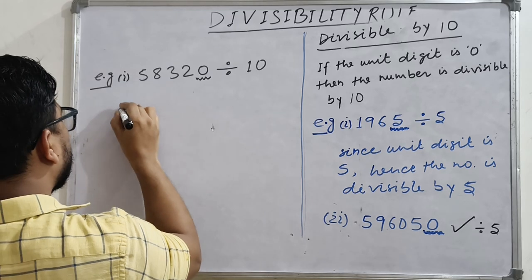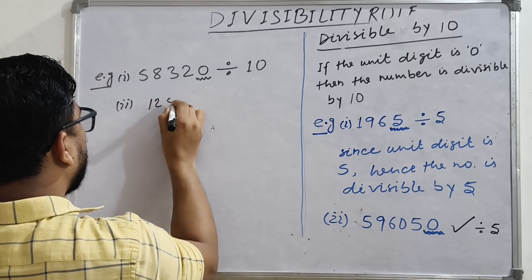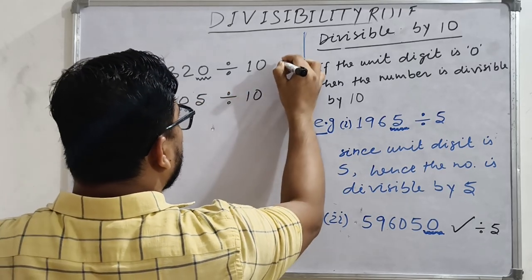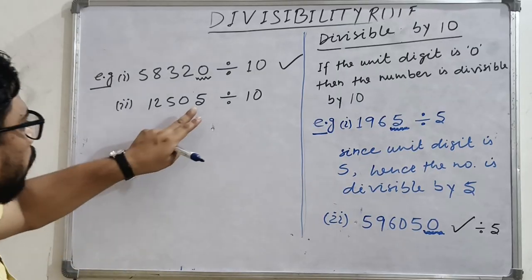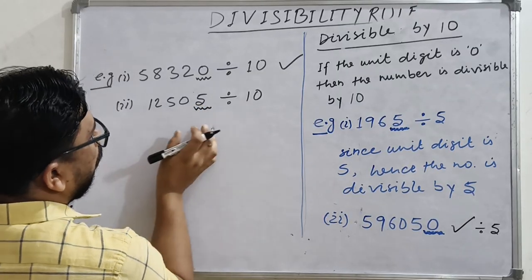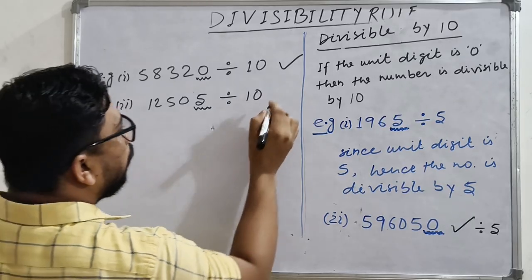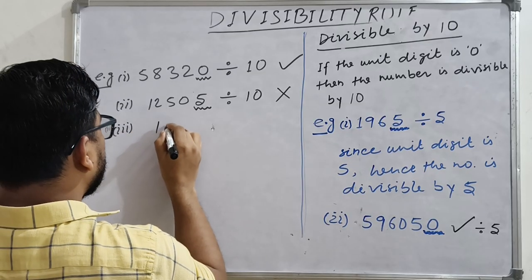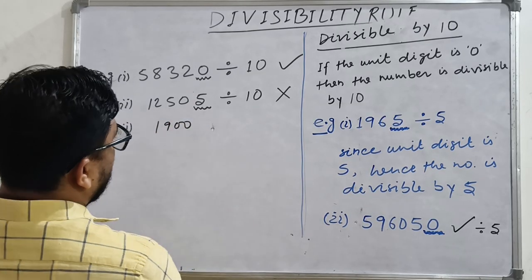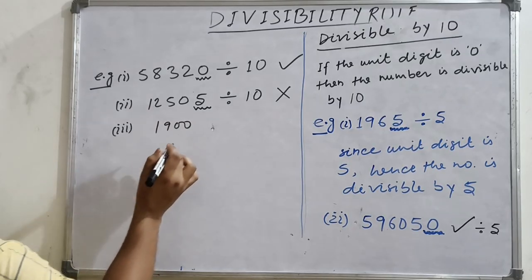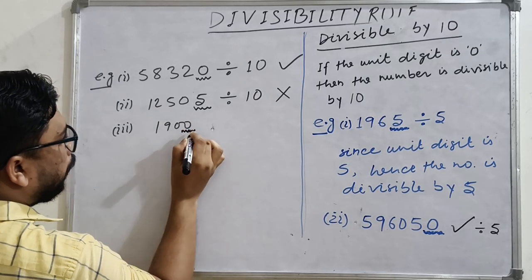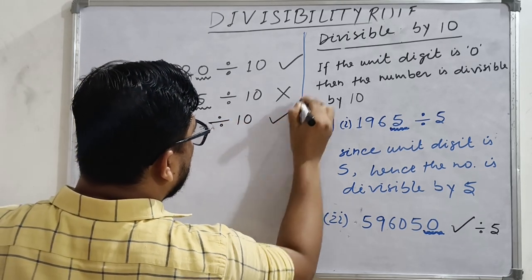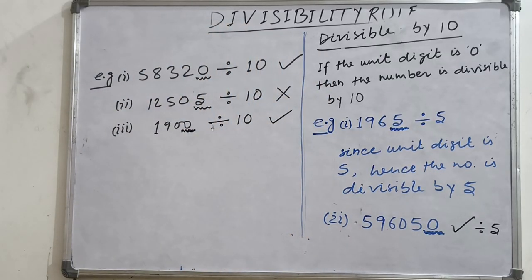Suppose 12505. Is this number divisible by 10? You are saying that, sir, the unit digit is 5, hence the number will not be divisible by 10. Then 1900. You have to check only the unit digit. You are saying, sir, the unit digit is 0. The unit digit is 0, hence the number will be divisible by 10.